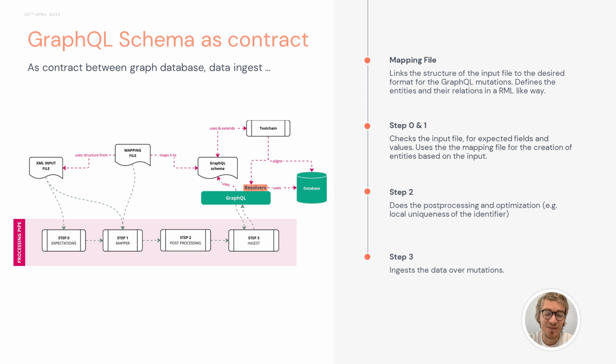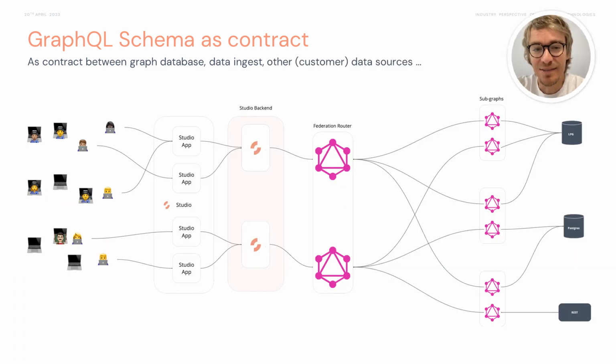So this is how we use the GraphQL schema, and how we use principles which are also used in the semantic web world for data ingesting through a mapping file, which is quite a bit more extensive than RML is nowadays. And then we use the GraphQL schema as a contract, as we have seen, between the graph database, the data ingest, and, on the other hand, other customer data sources.